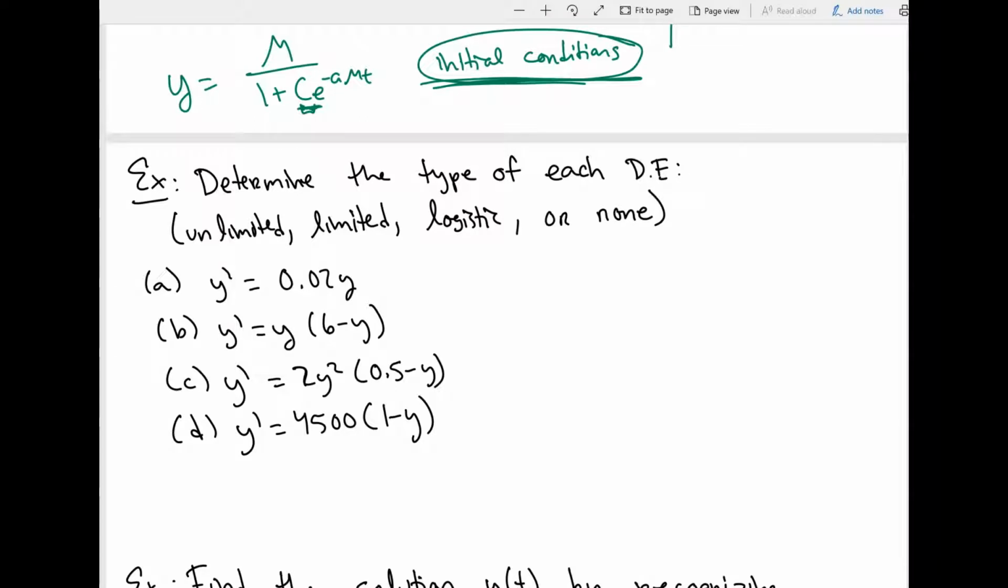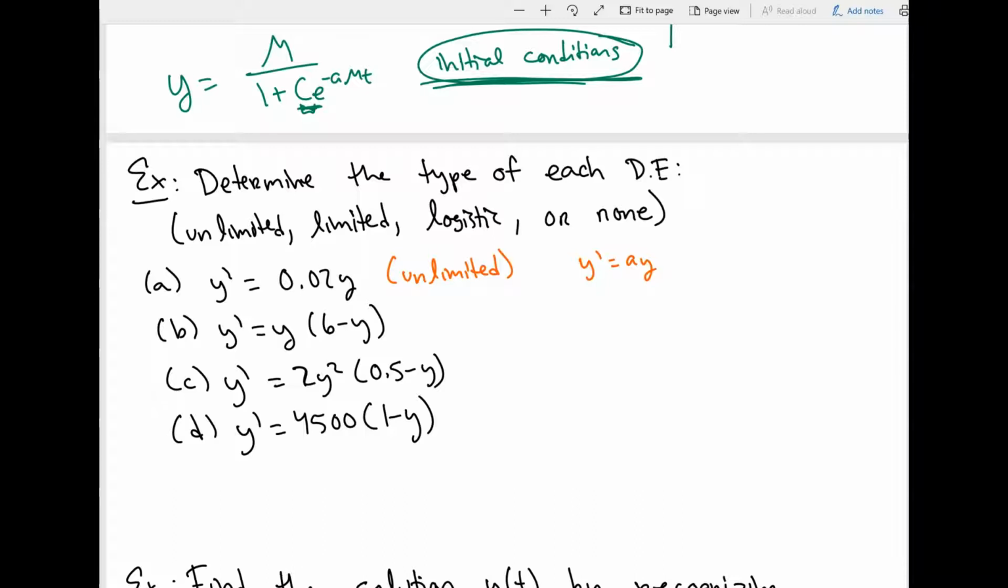Part A says y prime is equal to 0.02 times y. This looks a lot like an unlimited one, because if you look at the first one on our little chart, this looks a lot like y prime equals ay, which is actually unlimited.